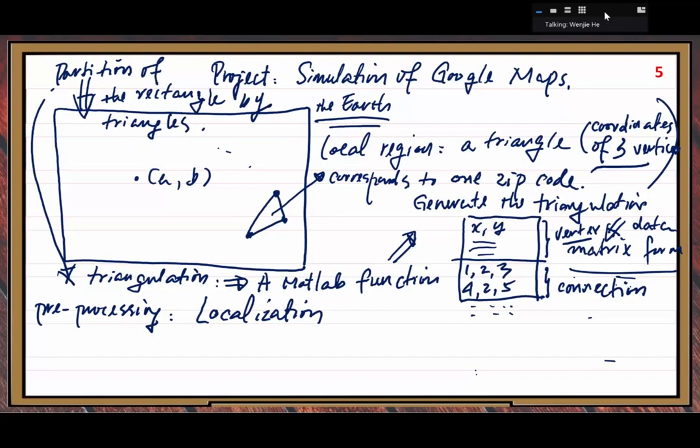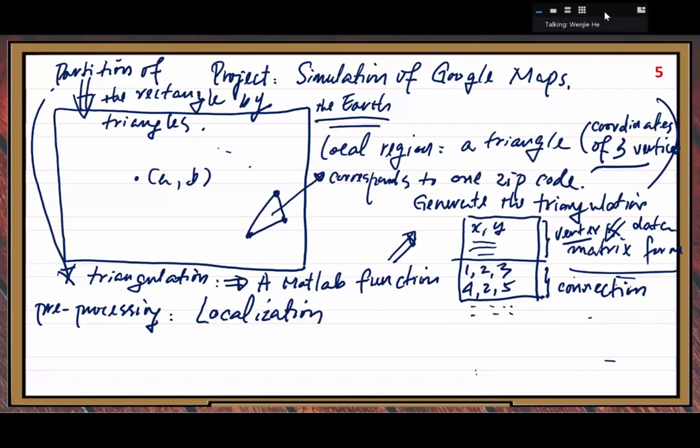1 million is the global region. If we can reduce to a small region, then we do not need to look everywhere on Earth. We only look at one small region on Earth, and we only do the search in that small region. We can do it much faster. This is called the localization idea.